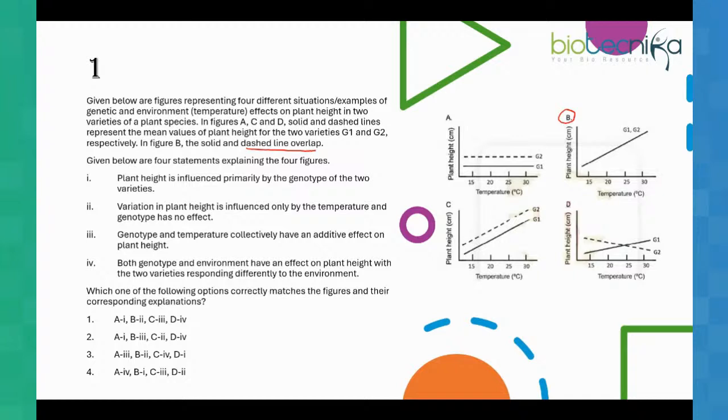Okay, now what is solid and dash line? It is also mentioned here that solid and dash line are for two different varieties. Okay, so G1 is shown by solid line, G2 is shown by dash line. Given below are four statements explaining the four figures, right? One, two, three, four. Which one of the following options correctly matches the figure and their corresponding explanation? Okay, so what you have to do is there are four statements here, there are four figures here. So you have to match these statements with the figures that are given.